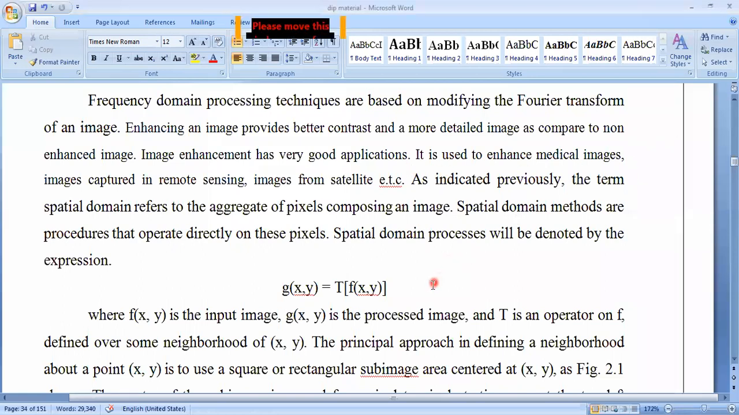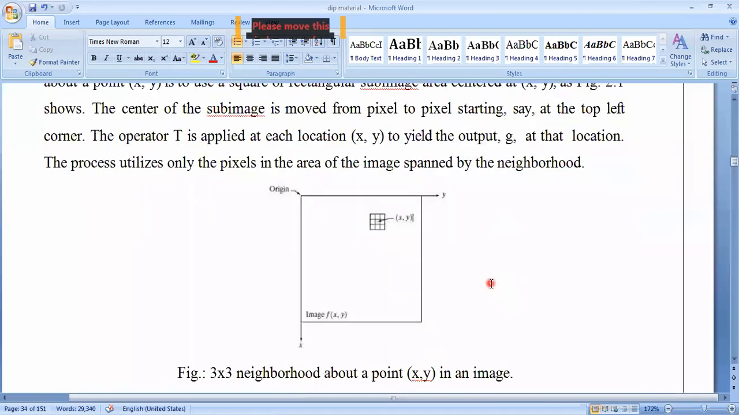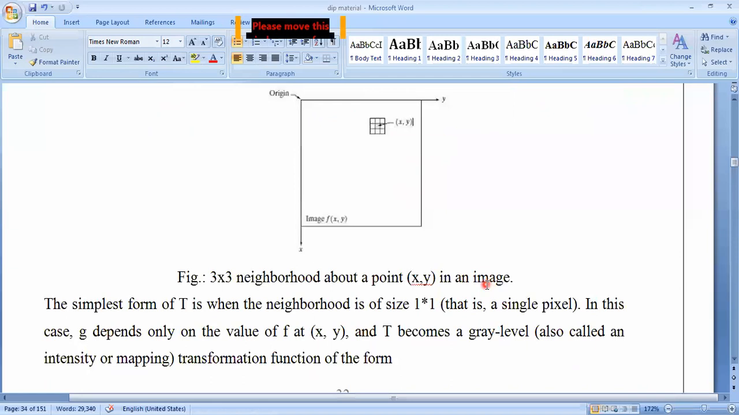Now this is your input image pixel. f of x comma y depends on the selection of x and y, the rows and columns. We manipulate any pixel depending on the type of the operator. So you see a simple representation of a spatial domain. It is a matrix, represented with x and y. Here x represents the column and y represents the row.